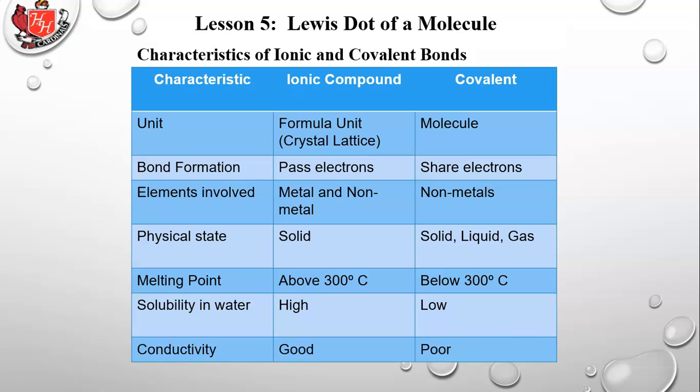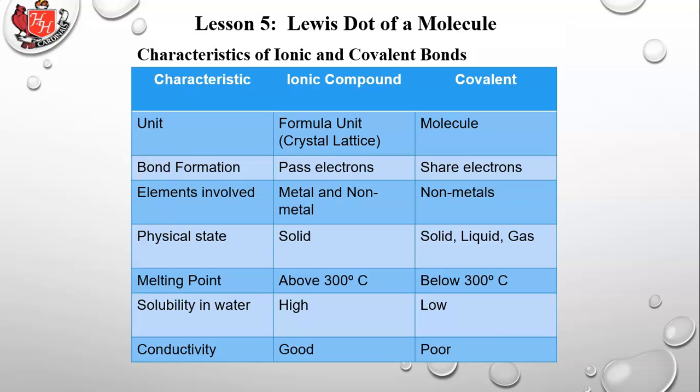Melting point. Generally, ionic bonds have higher melting points than covalent bonds. We might do a little experiment with sugar and salt. Sugar and salt look very much the same. You almost can't tell the difference when you just look at them. But salt is an ionic bond, sugar is a covalent bond, and when you heat them both up, you'll find that the sugar will melt, but the salt will not.